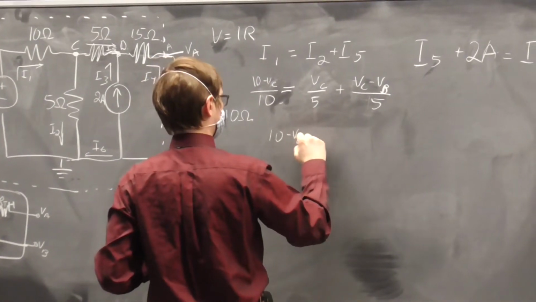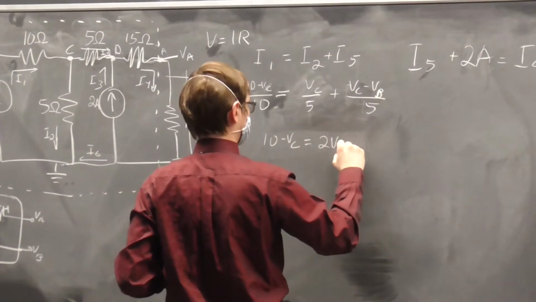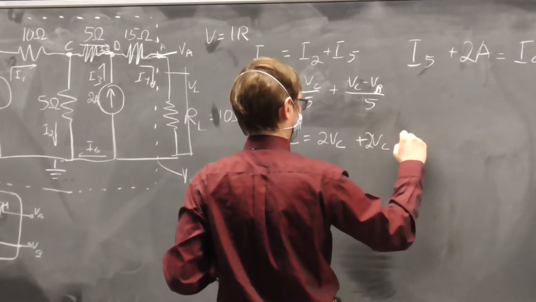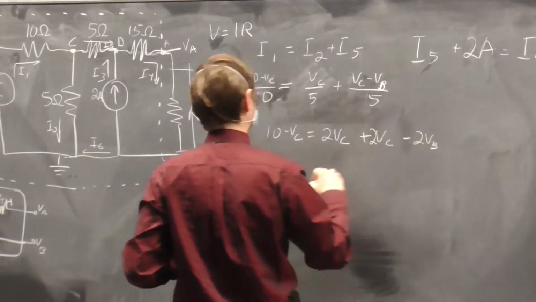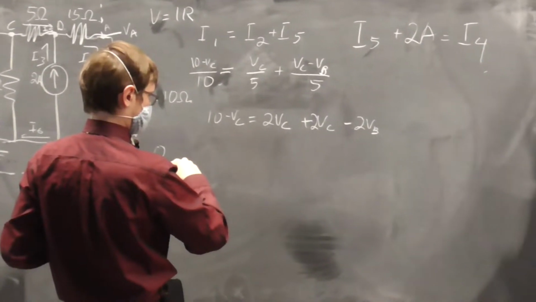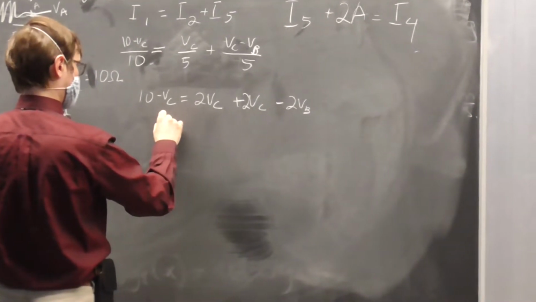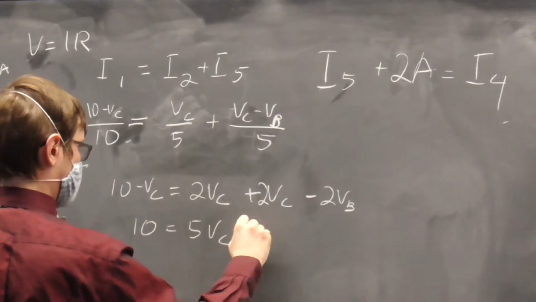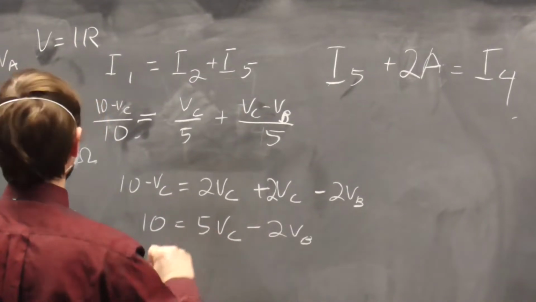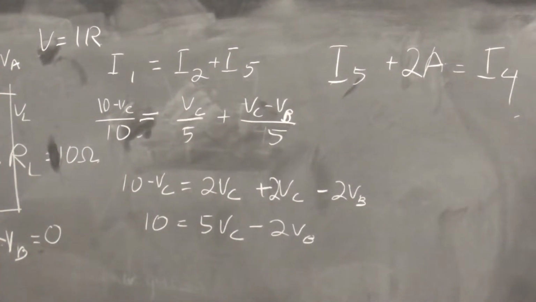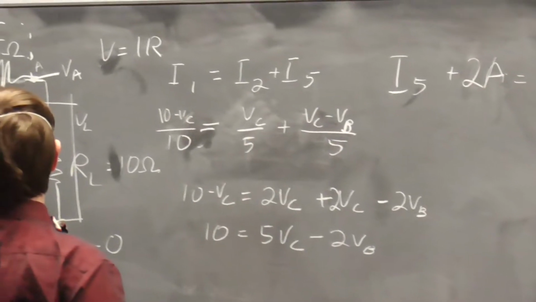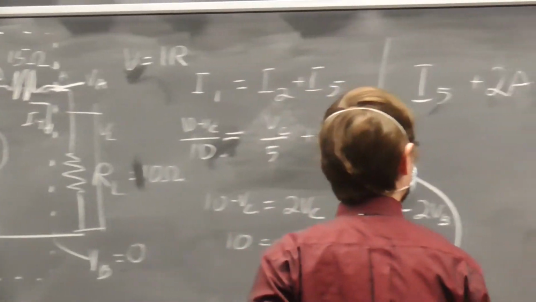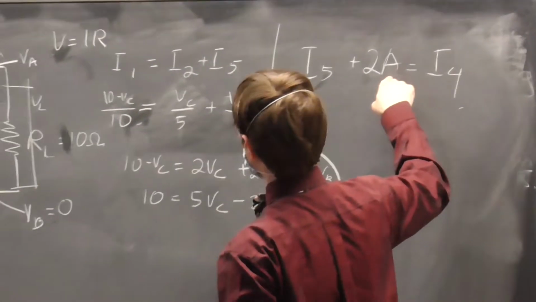10 minus VC equals 2 VC plus VC, 2 VC minus 2 VB. So we can say that 10 is equal to 5 VC minus 2 VB. Right? Good? Yes, excellent. Do this one next. So we've got that one.